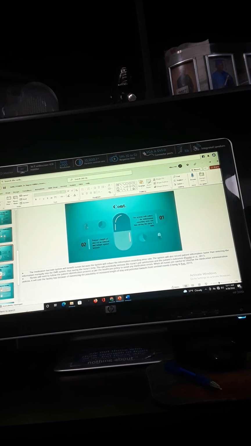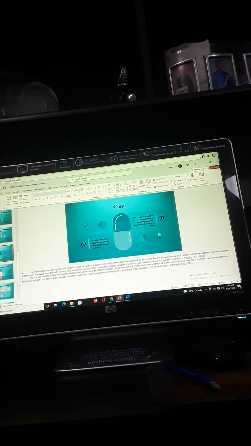Slide number 9. The medication barcode system will benefit nurses because the system will reduce the information recording error rate. The system will also record patient information faster than entering the information manually in the EMR system, thus saving the nurse's time. This will potentially increase the nurse's job satisfaction and the patient's outcome. Hask et al. 2017.